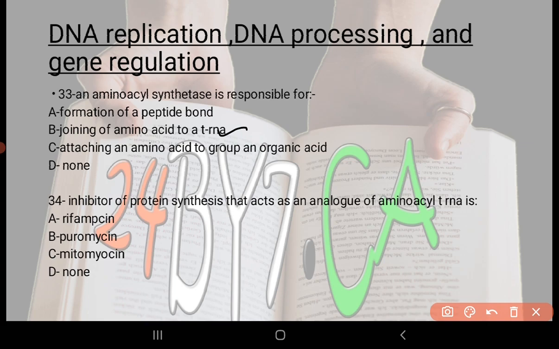Next question. Inhibitor of protein synthesis that acts as an analog of aminoacyl tRNA is A. Rifampicin, B. Puromycin, C. Mitomycin, or D. None. So the right answer is option B. Puromycin. It is the inhibitor of protein synthesis that acts as an analog of aminoacyl tRNA.